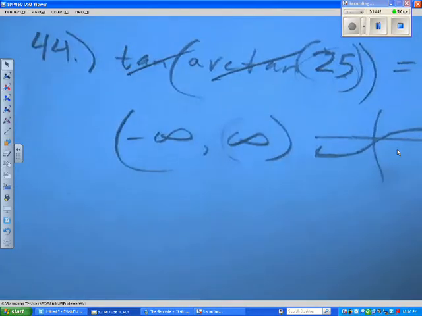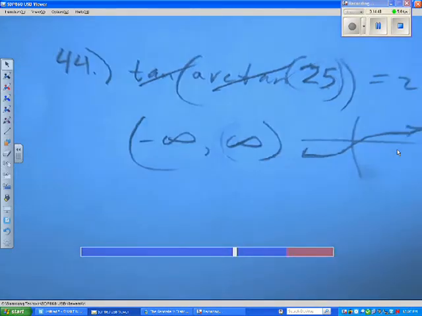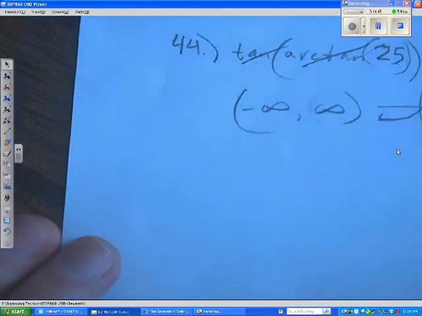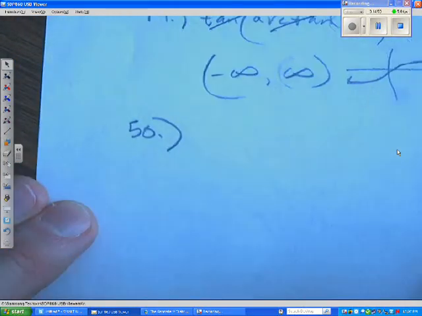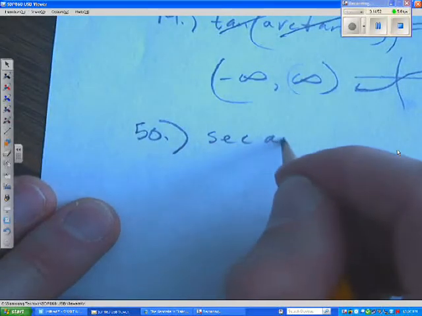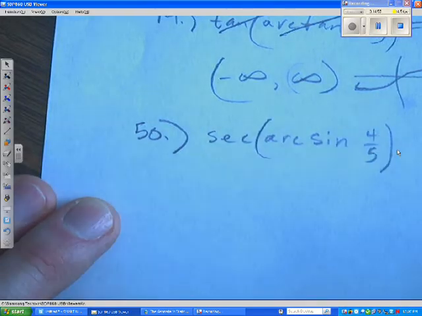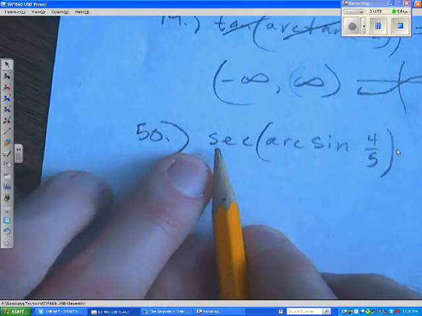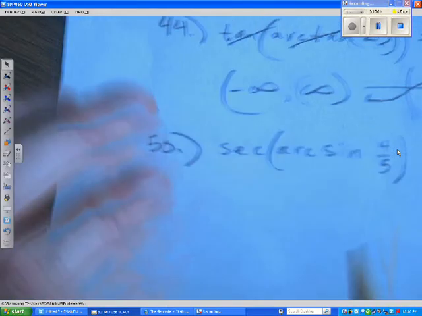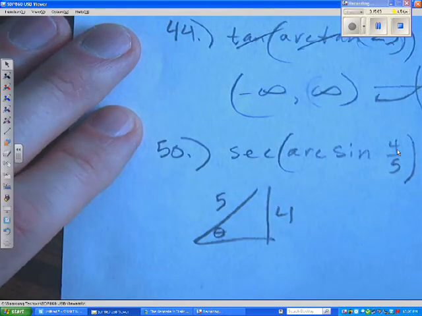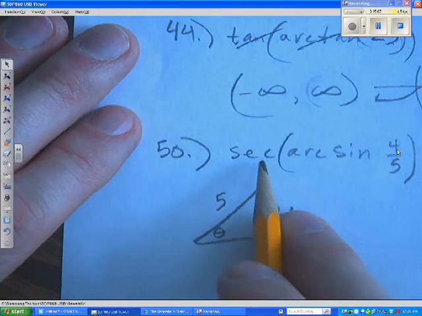All right, let me do one of the ones from 49 through 58. It says find the exact value of the expression. I'm going to do this by sketching a triangle. This is secant of arcsine. Now this looks crazy, but if we reason it out with the triangle, you'll find that it's not that big a deal. This is saying what's the secant of the angle that has a sine of 4/5. So if I just draw out a triangle and do the sine of 4/5, calling this theta, I don't need to find theta because I'm looking for secant.